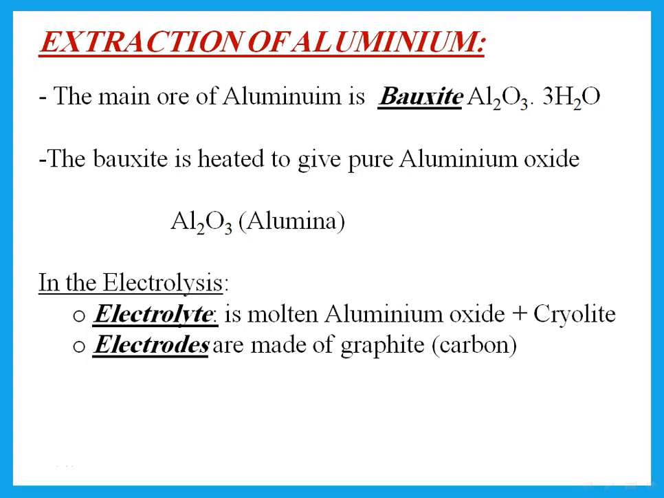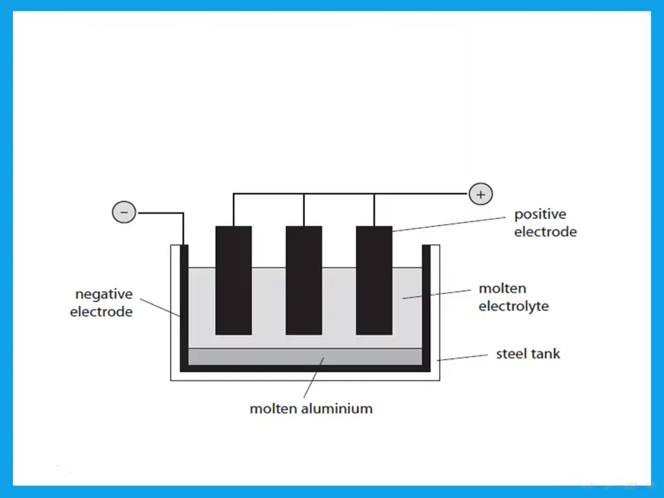So molten aluminium oxide melts at a very high temperature. I have to add cryolite. Why am I adding cryolite? To lower the melting point of aluminium oxide. The electrodes are made of what? They're made of graphite, which is actually carbon.